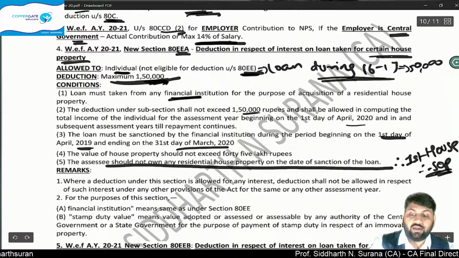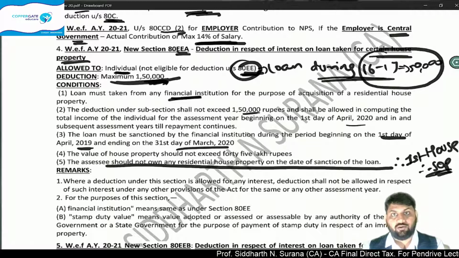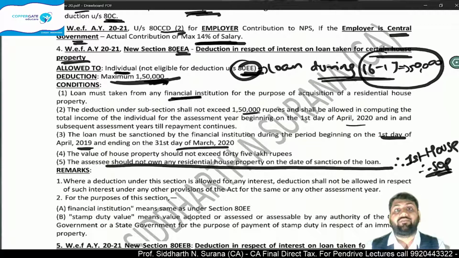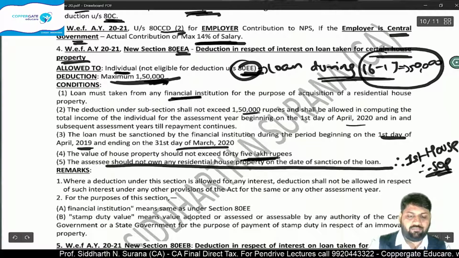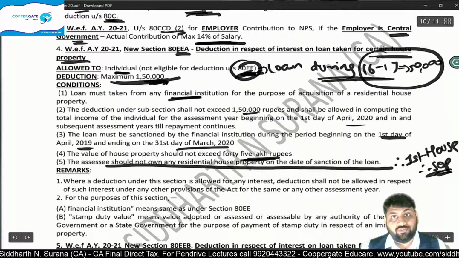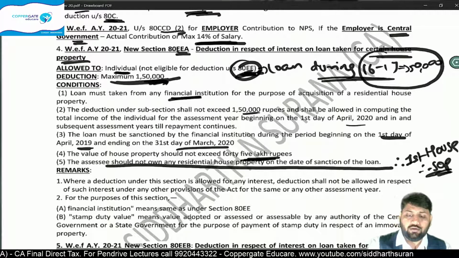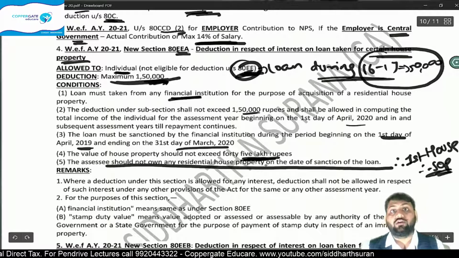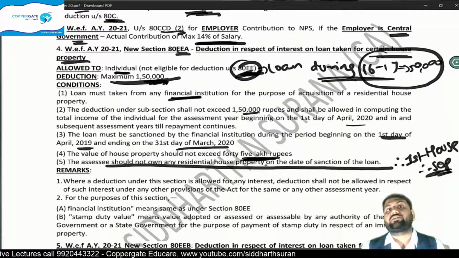That means any loan taken during 16-17, 80EE will be available and the maximum limit will be 50,000. And any loan taken during 1920, 80EEA will be available and maximum limit will be 1,50,000. The value of the house should be maximum 45 lakh. In 80EE, the value of the house was allowed up to 50 lakhs and loan was allowed up to 35 lakhs. Here we are reducing the value of the house further. So we want poor people to be able to buy affordable houses. We don't want rich people buying houses worth crores of rupees and taking this deduction. We want poor people.